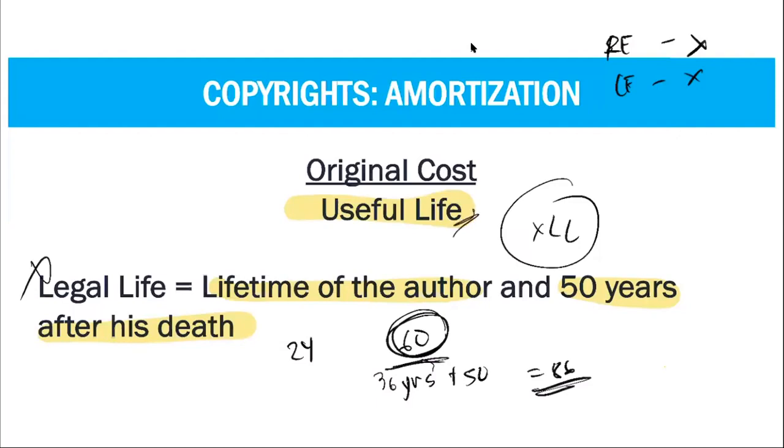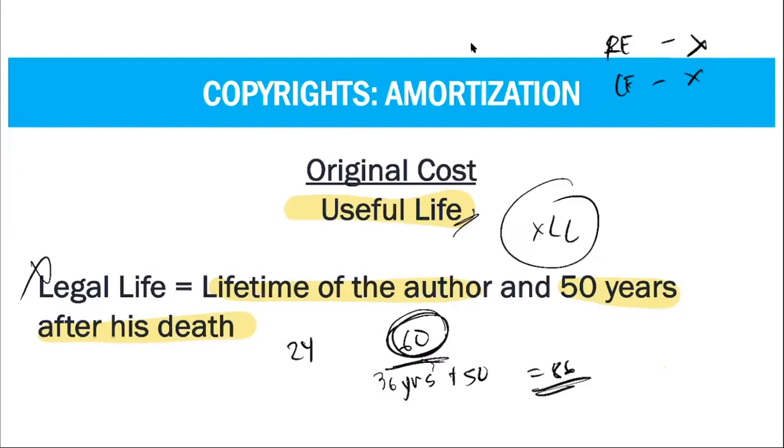So normally a textbook has a useful life of 1 year. As you can see, the editions always change every year. So that's how the copyrights work. So instead of legal life, we use your useful life. Just take note, for theoretical purposes, it is the lifetime of the author and 50 years after his death.